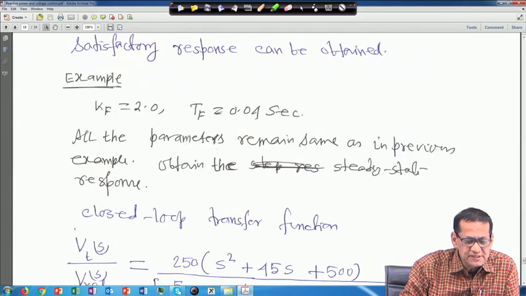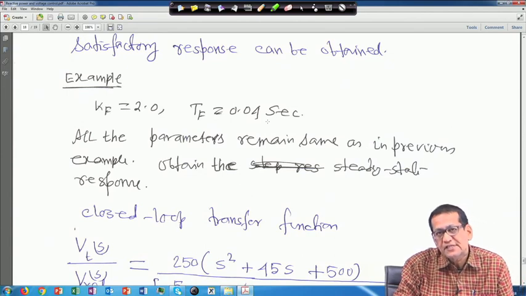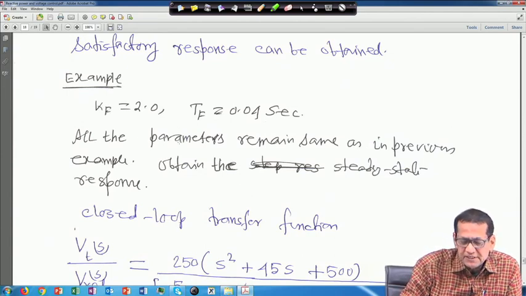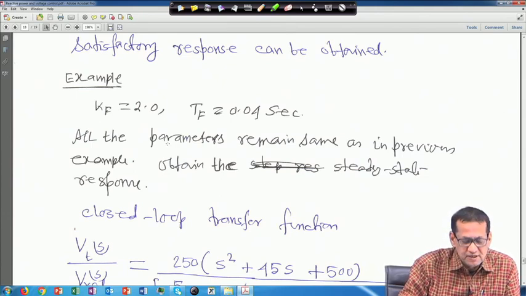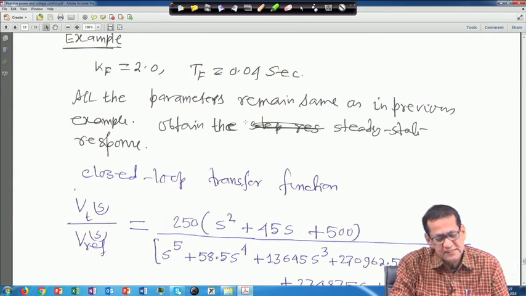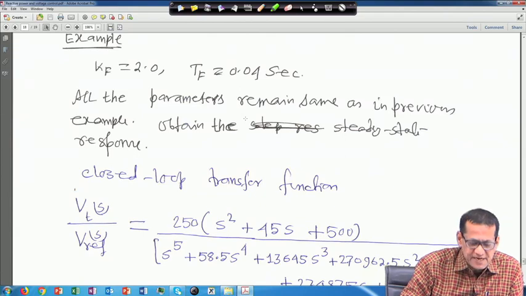For example, suppose Kf is equal to 2.0 and Tf is equal to 0.04 second. All the parameters remain as in the previous example. Whatever parameters we considered remain the same, only Kf equal to 2 and Tf equal to 0.04 second we have assumed. We have to obtain the steady state response, that is, the steady state value VTSS.